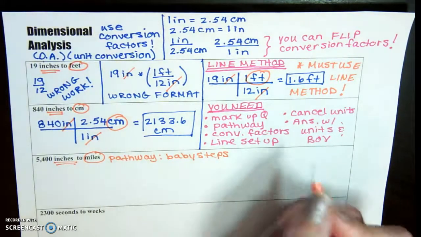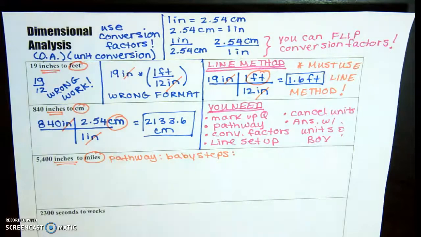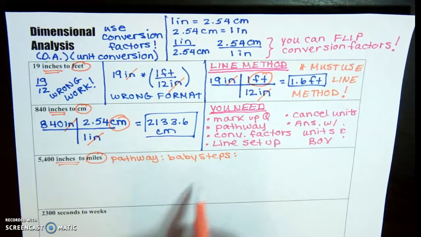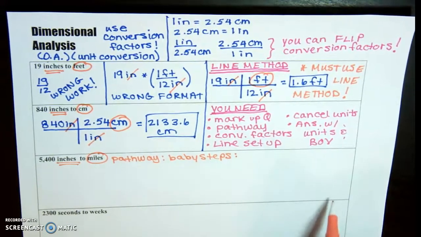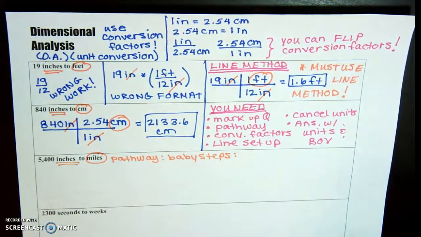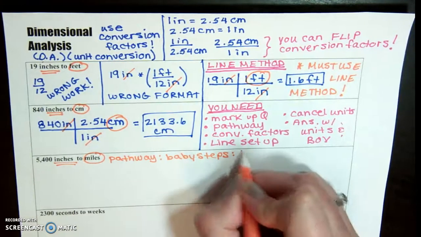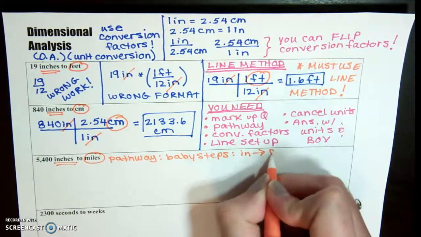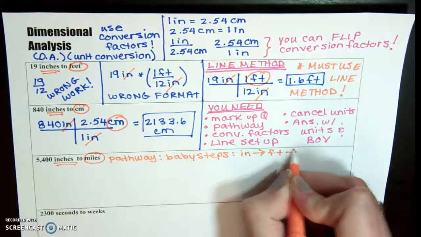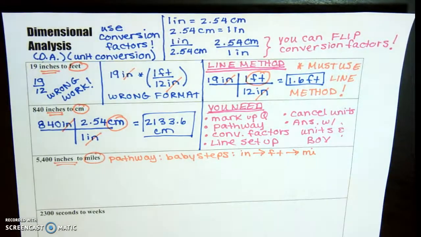Just like a frog doesn't hop across the pond in one giant leap, it kind of leapfrogs from one lily pad to the next, to the next, to the next, until it finally gets across the pond. That's what we're going to do. I don't know how to go inches to miles, but I do know how to go inches to feet. And I do know how to go feet to miles.